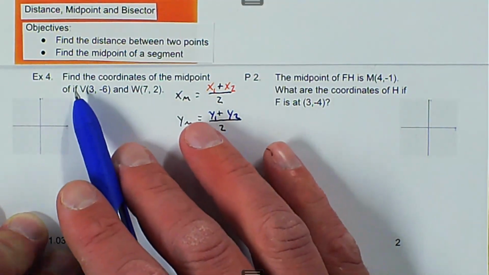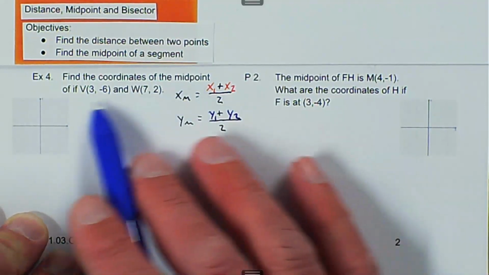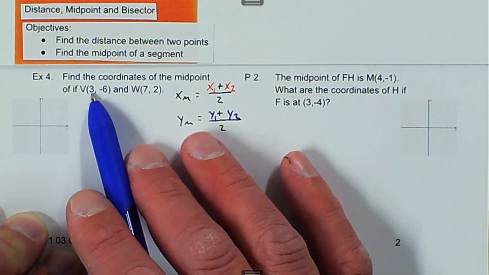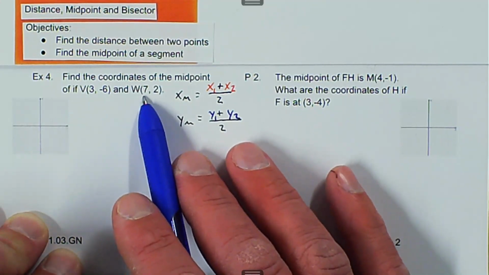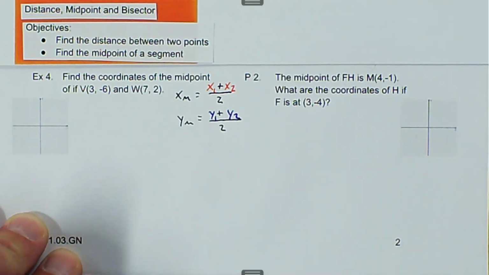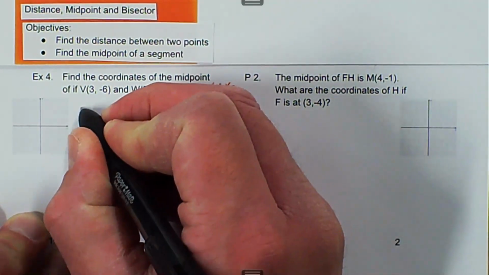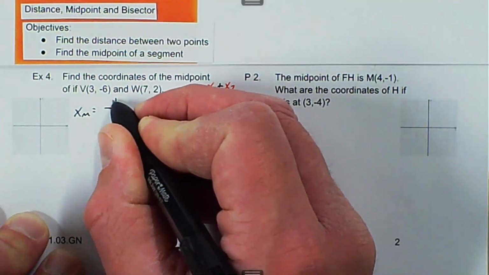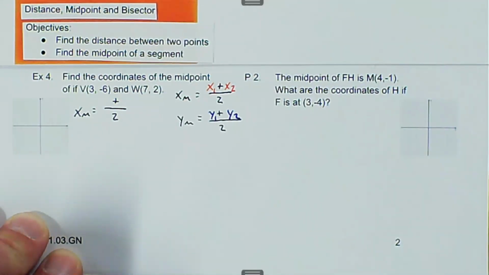So here we have, find the coordinates of the midpoint of VW. V is 3, -6, and W is 7, 2. So I'm going to substitute those values in. The x midpoint is equal to the things that don't change. I'm going to add these together and divide by 2.